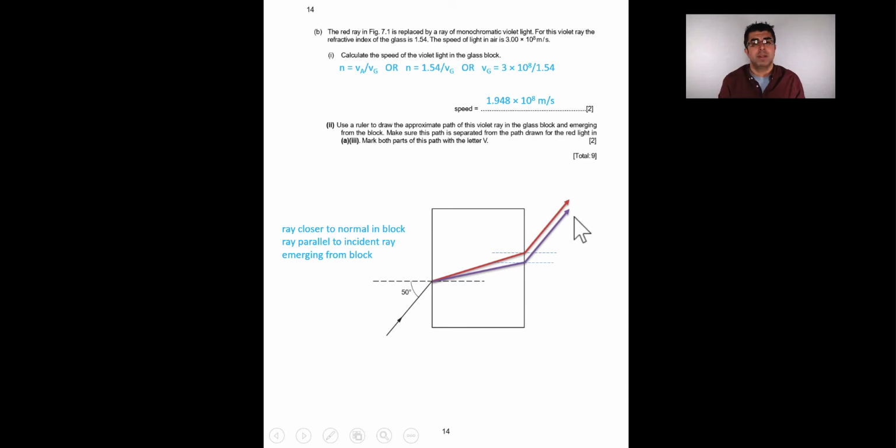Now, I didn't label this violet. You should. The reason I didn't is because I've given it a purple colour to indicate violet. But the exam asks for it to be labelled with the letter V. Therefore, you should label it with the letter V. The key is to understand that it bends more towards the normal, and then when it bends away, the red and the violet ray should be parallel.